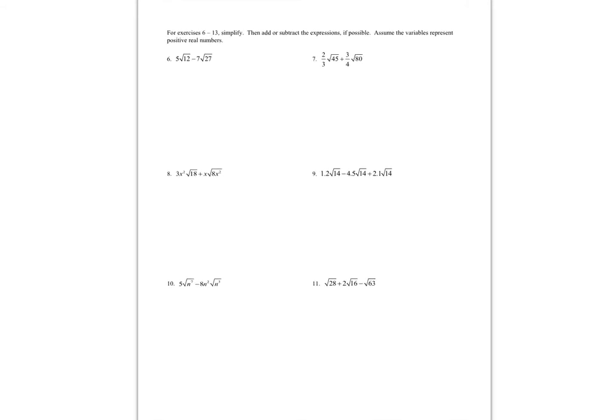So on these next few, at first glance, you would think, oh, these you can't add or subtract because they are not like radicals. But whenever you're doing this, you should always try to simplify your radicals first. Now, the ones that we were just working, the radicals were already in their simplest form. Anyway, once we simplify these first, we may have like radicals. So let's look at number 6.